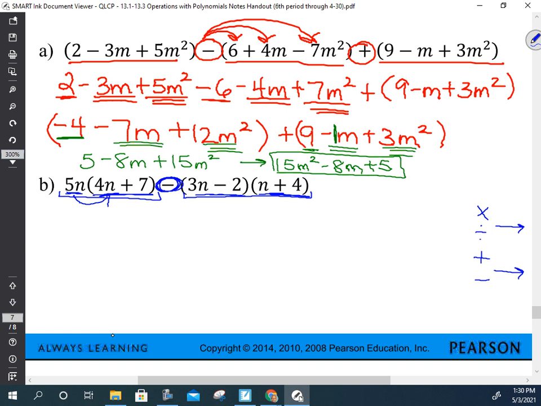So 5n times 4n is 20n squared. 5n times 7, 35n. So that's what you get when you multiply the first part.